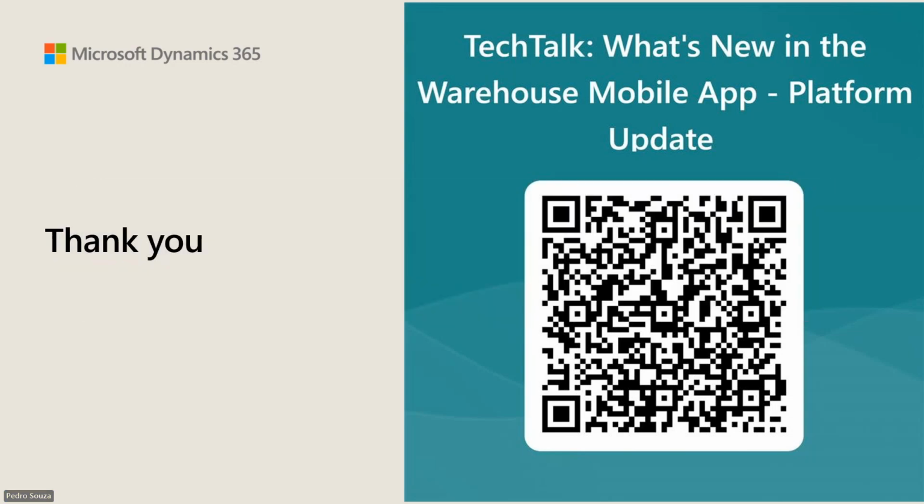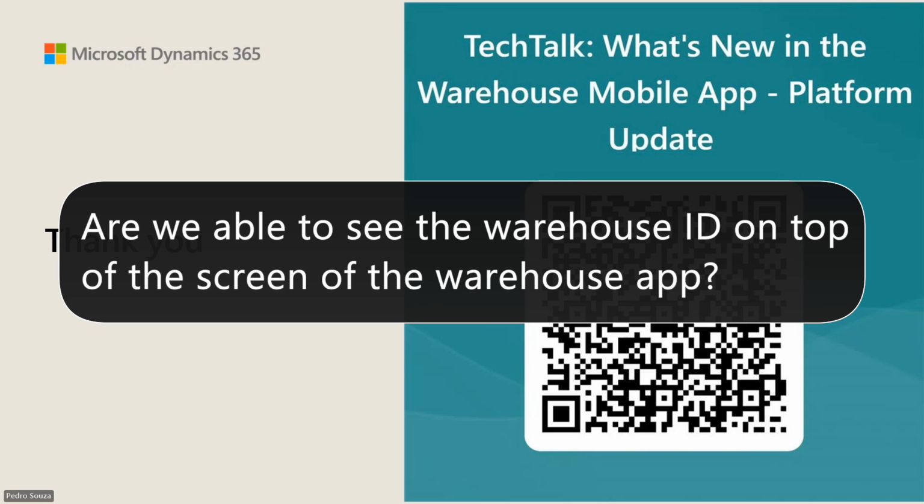We have a question next about, I'll call it, the UI of the app. The question is, are we able to see the warehouse ID on top of the screen of the warehouse app, to know what warehouse they're in? We should just adjust some things. The answer is yes. Yep, I think so.